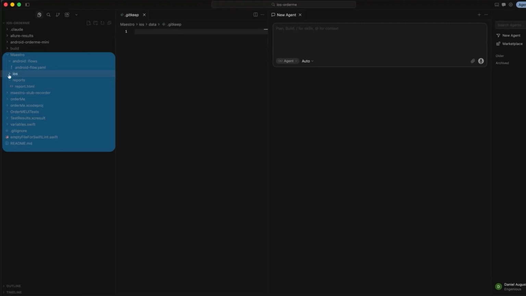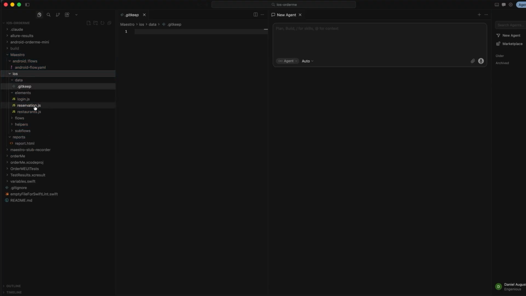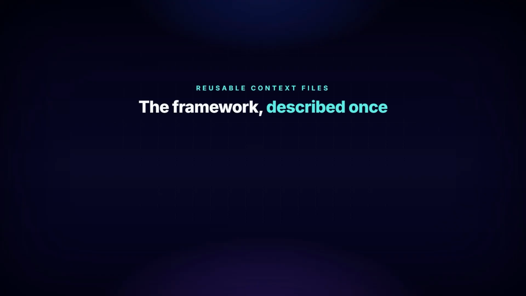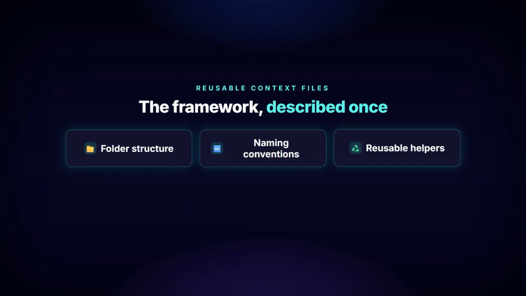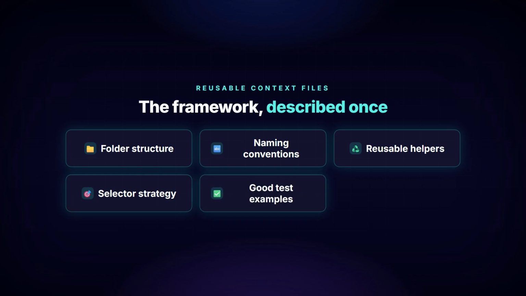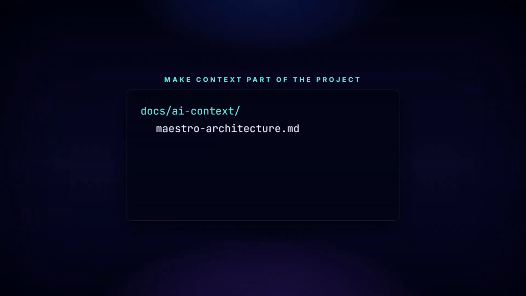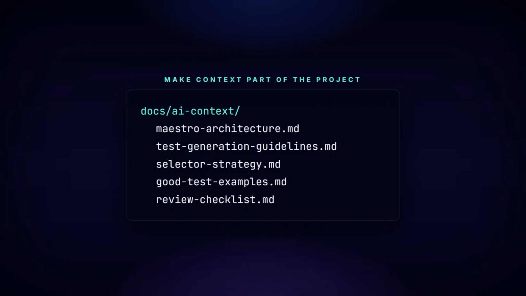So instead of making AI relearn the project every time, I created reusable context files. These files describe the automation framework once: the folder structure, naming conventions, reusable helpers, selector strategy, examples of good tests, and the review checklist we expected generated tests to follow. The idea was simple. Stop repeating the same context in every prompt. Make the context part of the project.